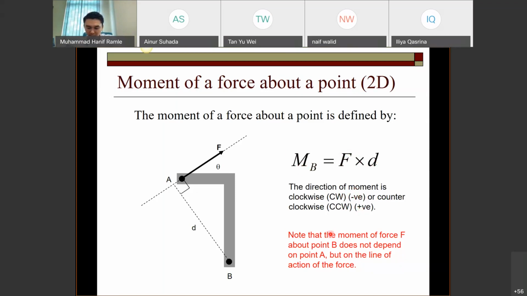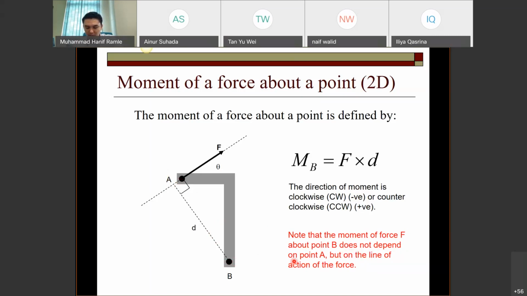Note that the moment of force about point B does not depend on point A. Of course, because we are referring to point B only, we are finding a moment of a force about point B only, and we are not considering point A. This is what the sentence means.